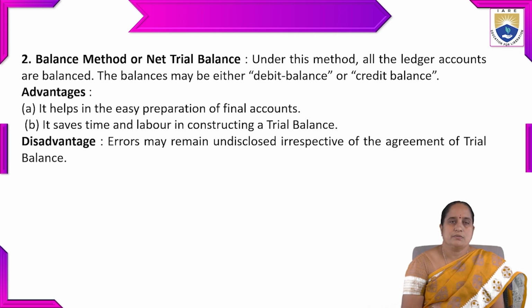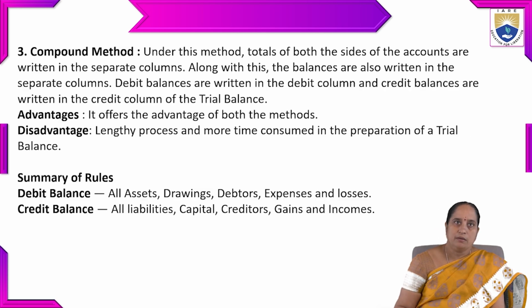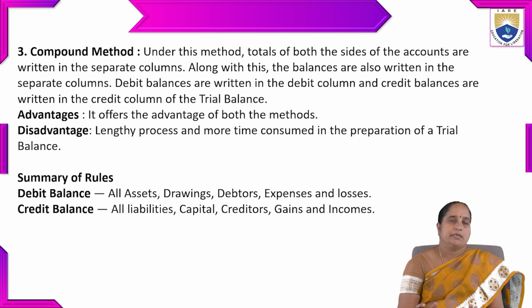Coming to the advantages, it helps in the easy preparation of final accounts, as it saves time and labor in constructing a trial balance. So it is very easy to prepare the statement of trial balance. Apart from these advantages, it has a disadvantage. Errors may remain undisclosed irrespective of the agreement of the trial balance. So just by preparing the trial balance statement, if the debit side and credit balances are the same, then we can say that there is an arithmetical accuracy.